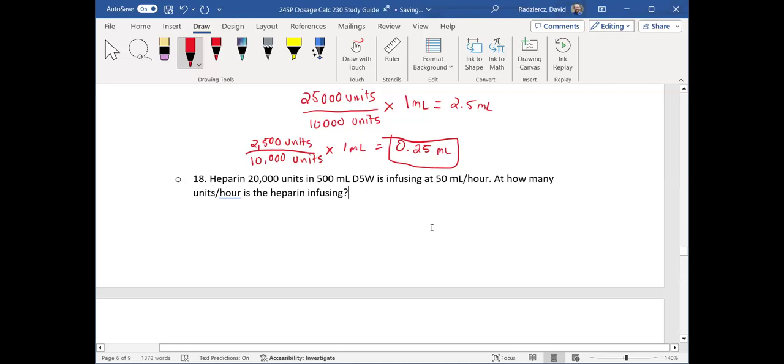This is a different type of question, but basically we're asking you to convert milliliters per hour to units per hour, basically going in the reverse. So this will be a challenge. Go ahead and try this one and see if you get the same answer I get.